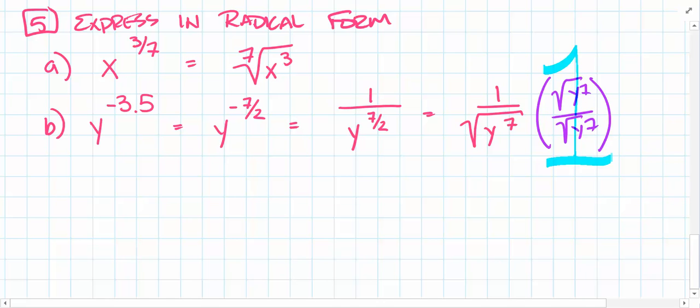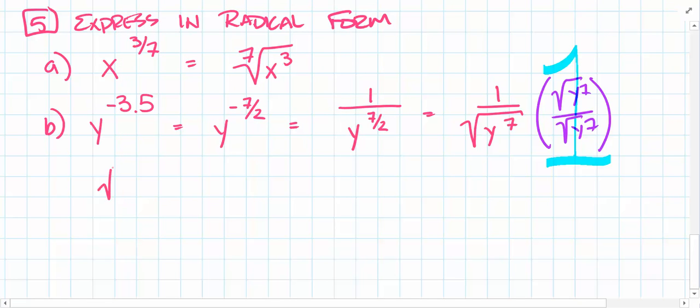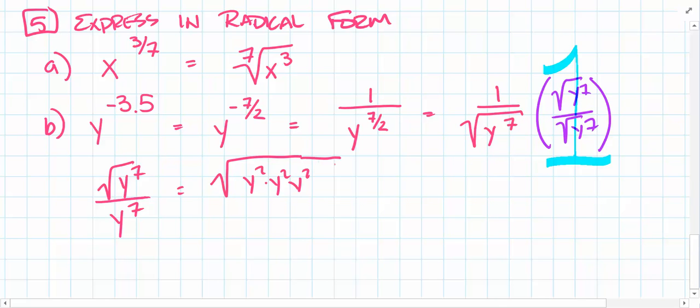Let's finish this off. So what are we going to have here? The square root of y to the 7th on top, divided by what? y to the 7th. Now we actually have to deal with that square root a little better. Mia, what do we got? You do the square root of y squared 3 times. Yes, the square root of y squared times the square root of y squared times the square root of y squared, but then I still have a y. Very good. All over y to the 7th.